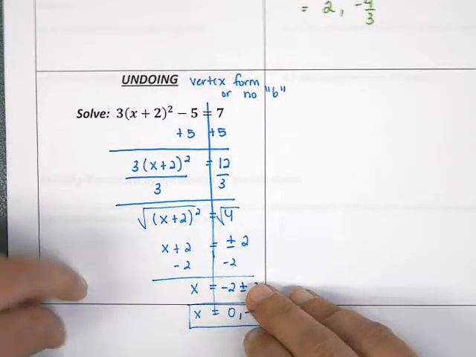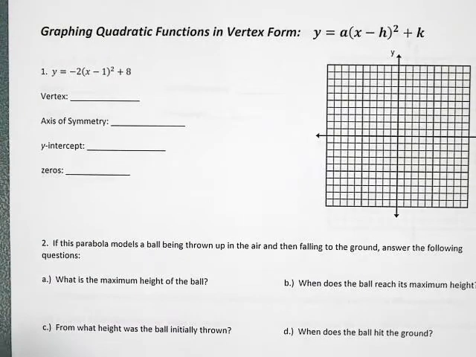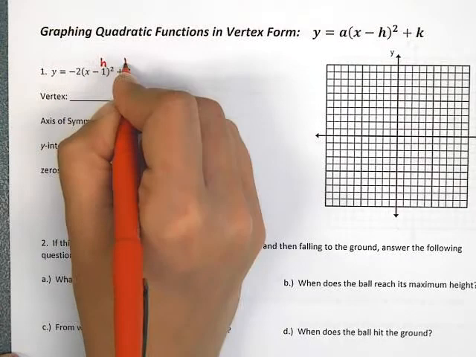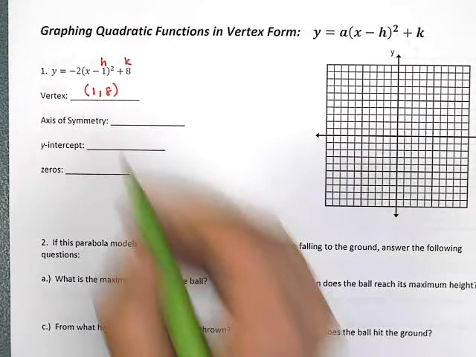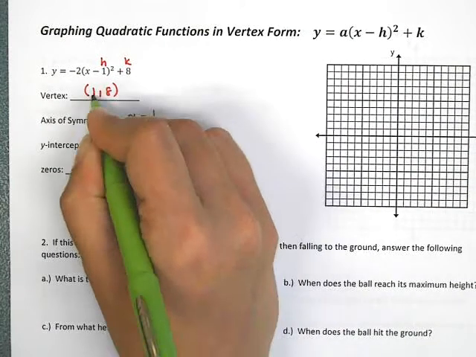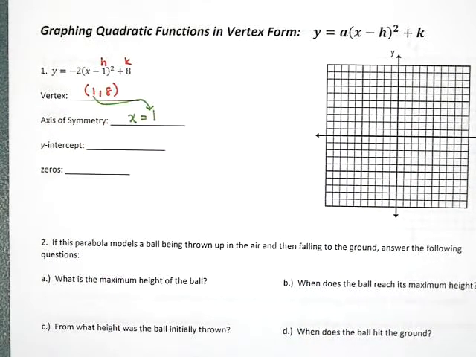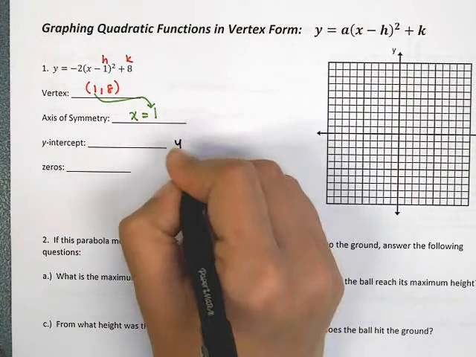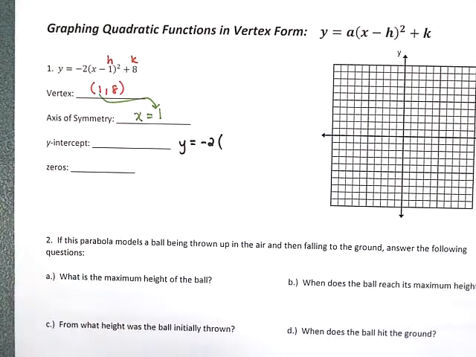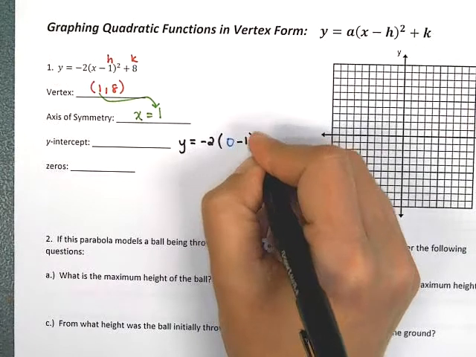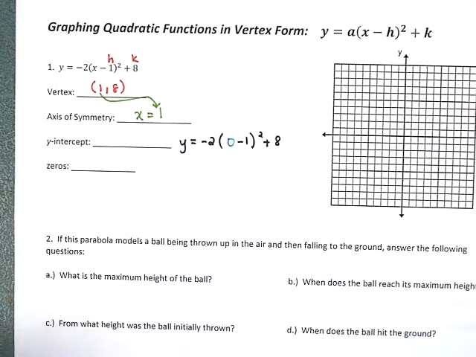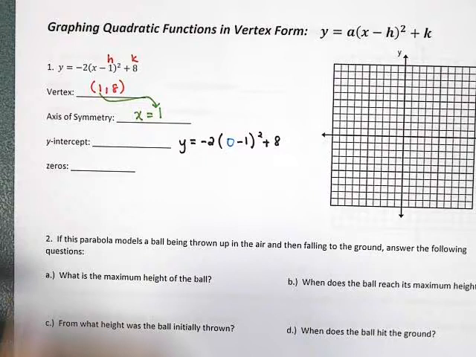On the next page, we're going to review how to graph. So if you have vertex form, your vertex would be the h and the k, which would be 1 and 8. Your axis of symmetry would be x equals the same x value from the vertex. Your y-intercept would be whatever you get when you plug in x is 0. So y equals negative 2 times 0 minus 1 squared plus 8. And when you type that in on your calculator, you should get 6.